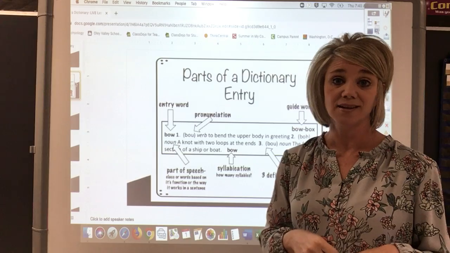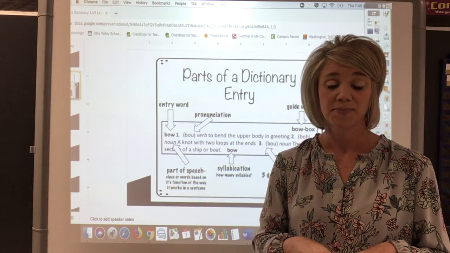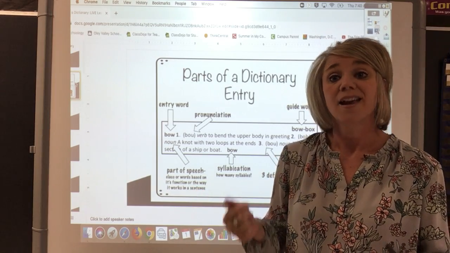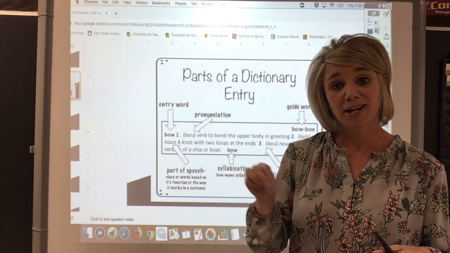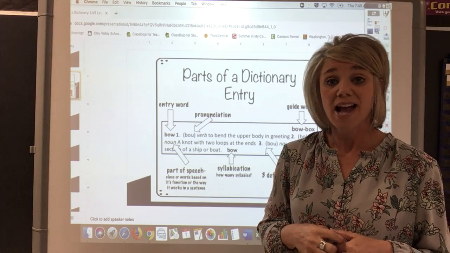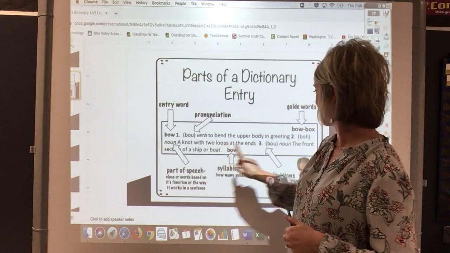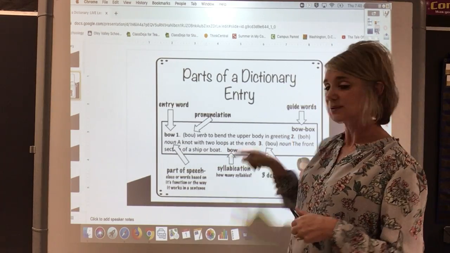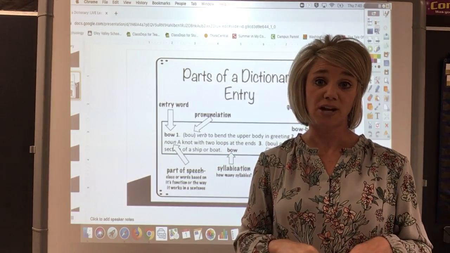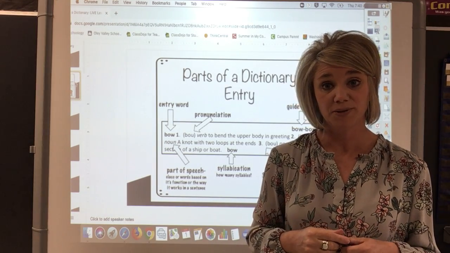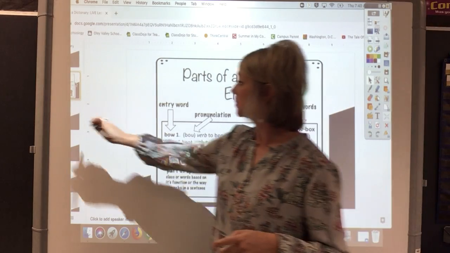Last but not least are the definitions. This is really why we typically go into the dictionary. This word has 3 definitions, and you can see that because they are numbered. Okay? So look for those definitions and then figure out which one you need to use. Let's practice these parts.